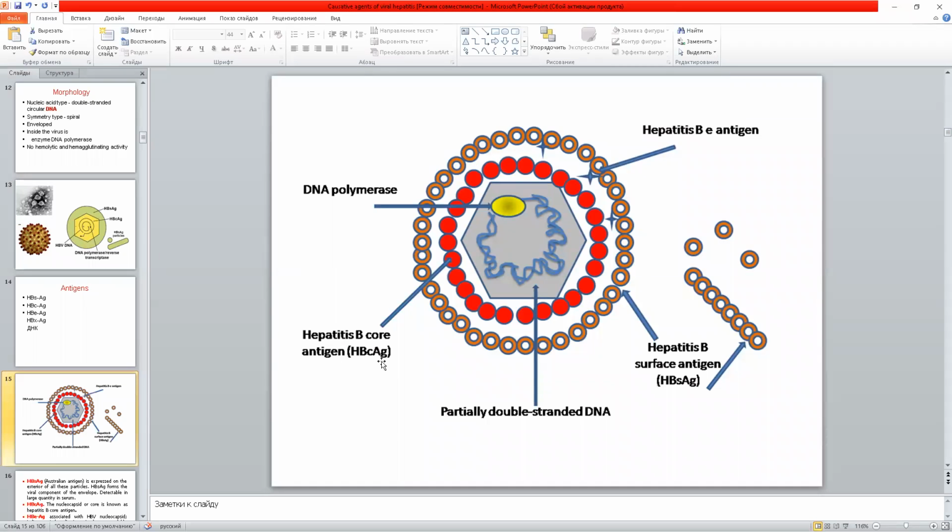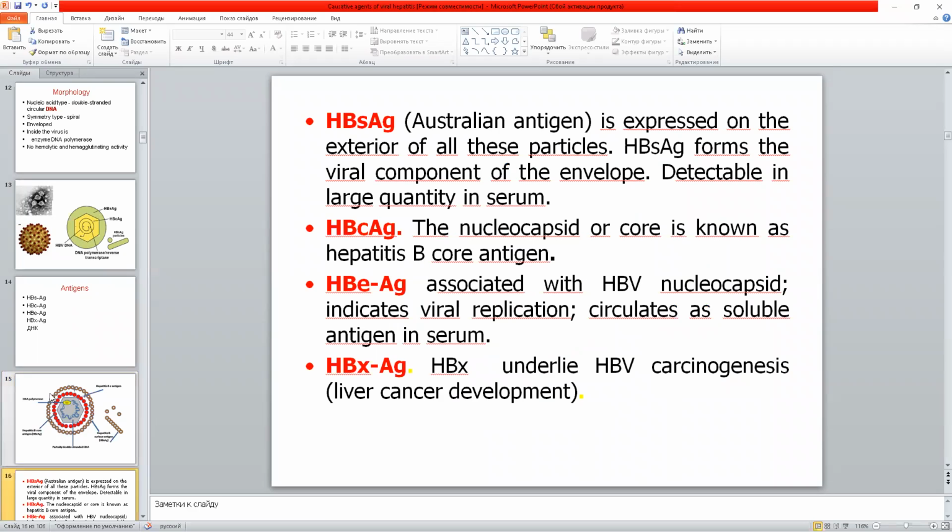The HBC antigen is the core antigen. It's located in the capsid and it does not circulate in blood in the pre-stage. Hepatitis E antigen is possible to detect in blood. And not in this picture, but there is also HBX antigen, and detection of HBX antigen in the blood indicates malignant transformation of the liver. So it is a sign of hepatocarcinoma, liver cancer development.